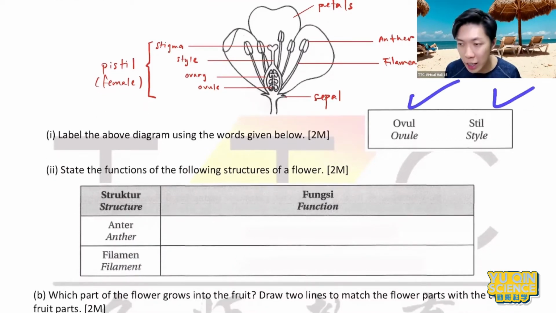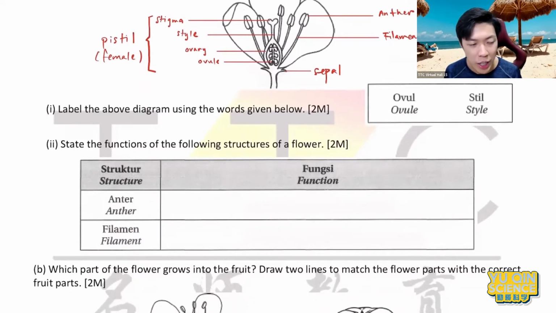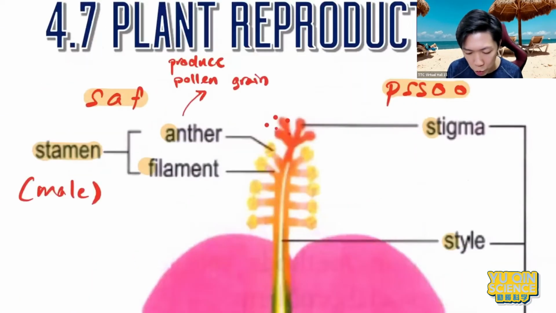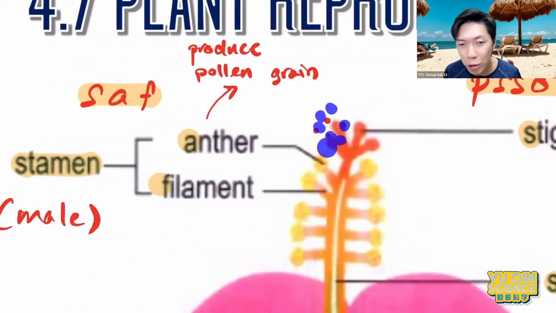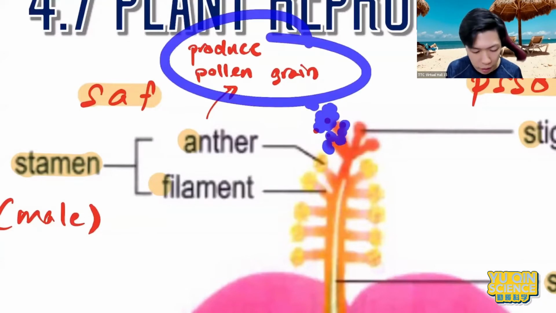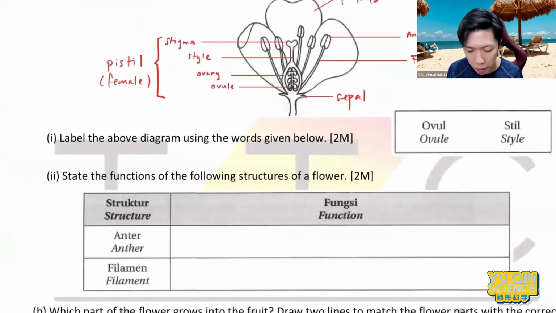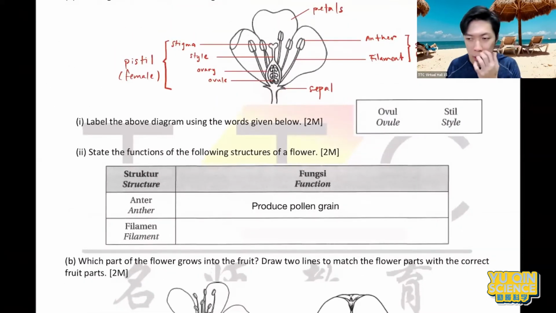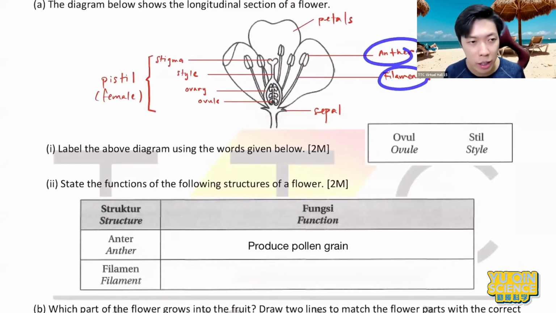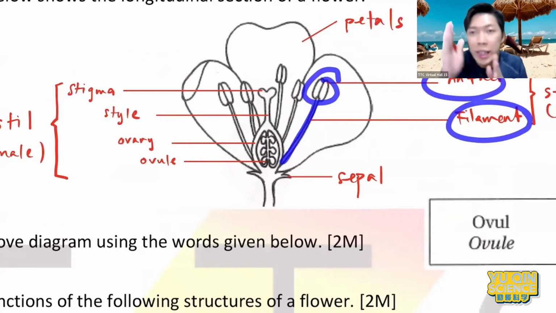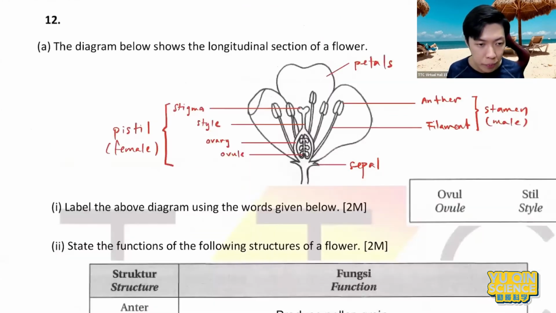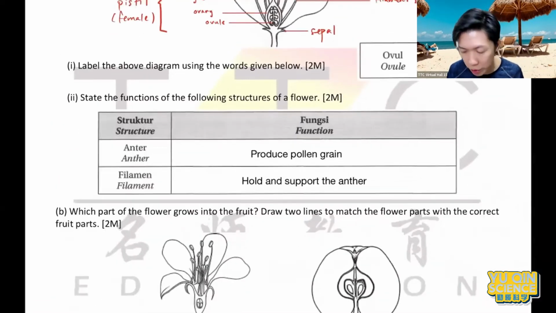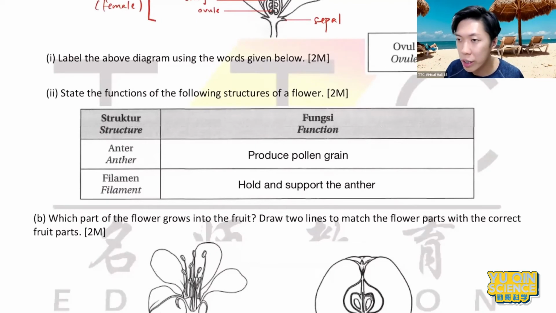Okay, function of anther. Anther is where you produce pollen grain, the powder, the pollen grain comes up from the anther. So produce pollen grain. There you go. Okay, filament. Filament is actually to support the anther, because the anther is above, right? So filament is like the pillar to support. So hold and support the anther. There you go.